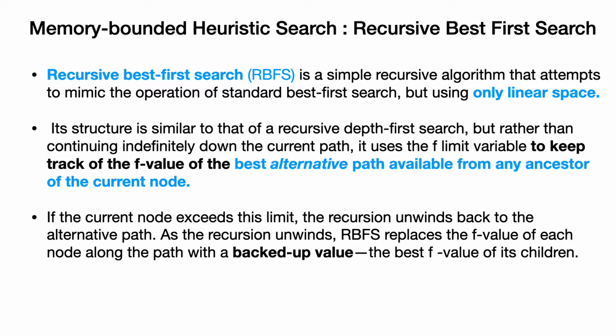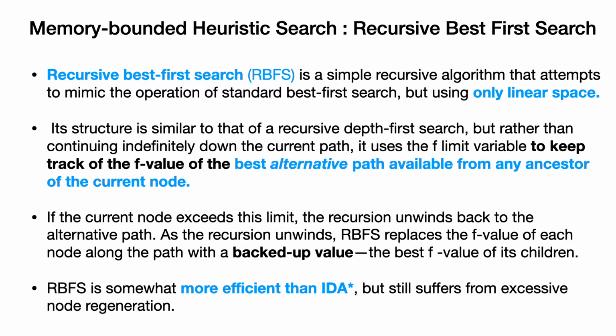So this is what I was saying. If the current node exceeds this limit, the recursion unwinds back to the alternative path. Since we have stored the alternative path f value, if after expanding the node we find the children to have f values greater than the limit, we can always go back to the alternative path. And when we go to the alternative path, the current node's value will be backed up with the least f value of the children. We'll see one example to get more clarity of how the recursive best first search algorithm works.